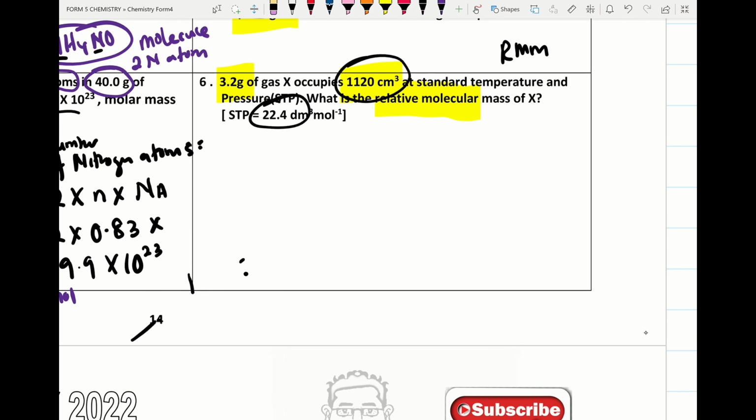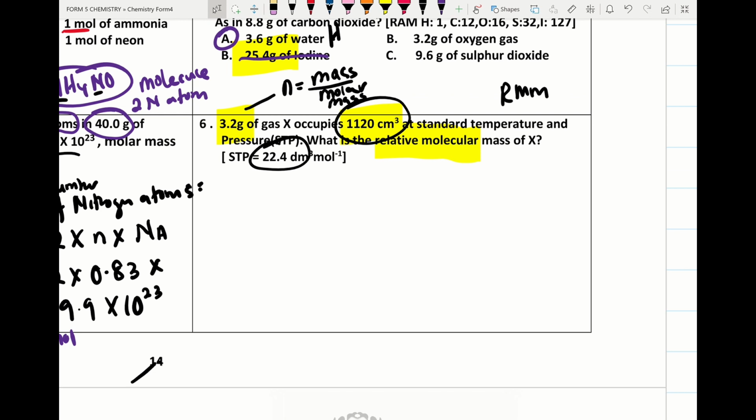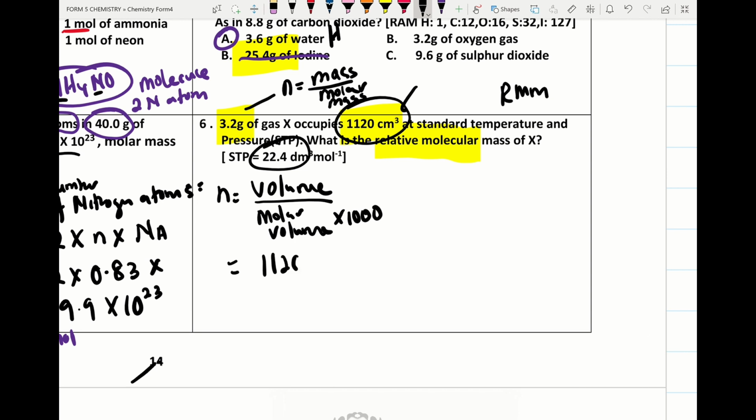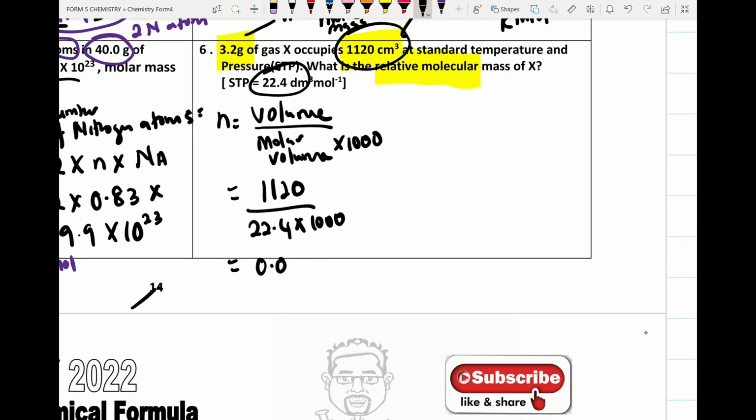so we try to find the number of mole of gas X, then only we try to use this formula, N equals mass over molar mass. Alright, the molar mass refers to the RMM. So we try to find number of mole, N equals volume divided by molar volume. Please check the unit given here, cm^3. So here we divide by 1000. So the volume 1120 divided by 22.4 times 1000. So the answer that we will get is 0.05 mole.